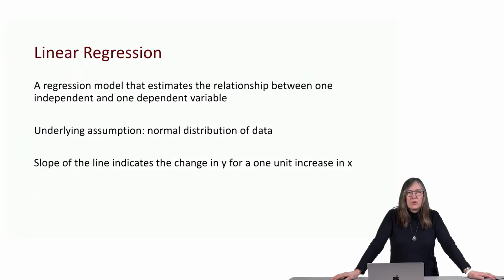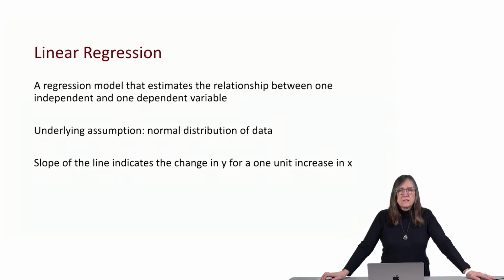Let's talk about linear regression briefly. Linear regression is a type of regression model that estimates the relationship between one independent and one dependent variable. Again, an underlying assumption, this is a parametric test because the underlying assumption is that you have a normal distribution, bell or Gaussian curve, of your continuous data.